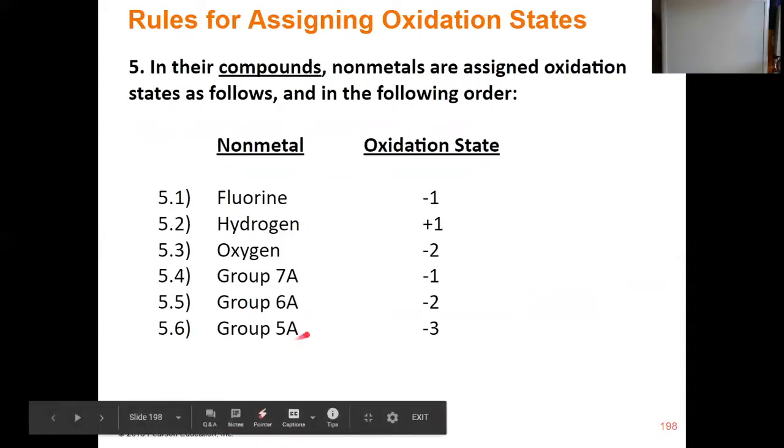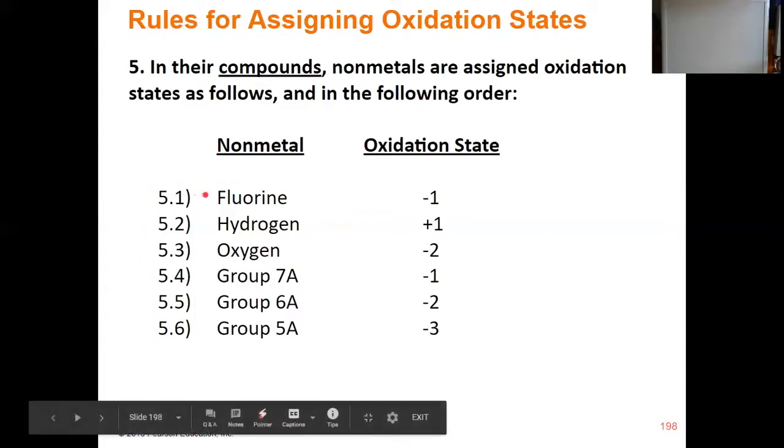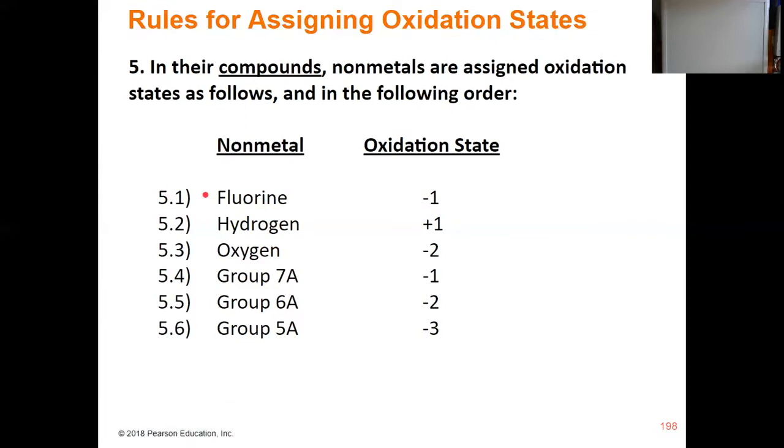Rule 5 has to deal with the rest of the elements that you're going to be looking at. Okay, any ones that have rules anyway. You're going to follow these rules in order that they're listed. So fluorine's oxidation state of -1 is more important than hydrogen's of +1. Hydrogen's oxidation state is more important than oxygen's. So anytime that two of these oxidation rules conflict, you defer to the one that came before.